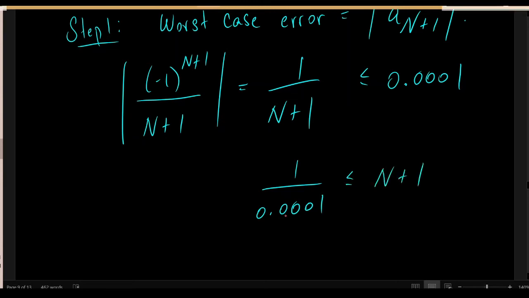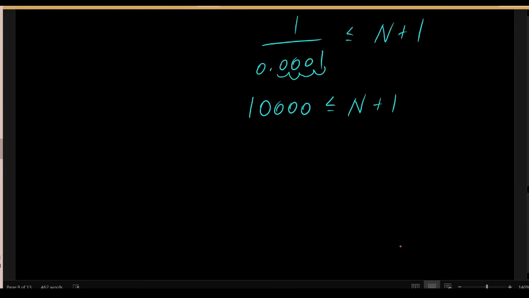And if I remember correctly, 1 over 0.0001 is 10,000. This means that n plus 1 will have to be greater than or equal to 10,000, which means that n itself is going to have to be greater than or equal to 9999. As long as I calculate an nth partial sum with an n that is larger than this number, as long as I have at least 9,999 terms in the partial sum, my estimate will be guaranteed to be within 0.0001 units of the true value of the series.